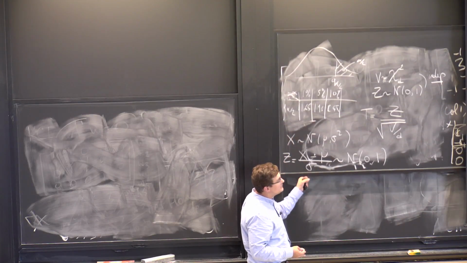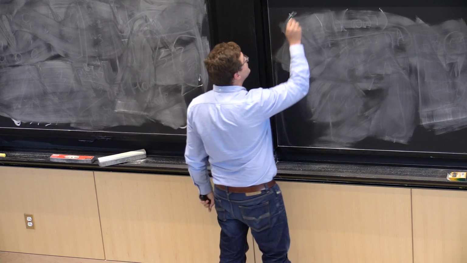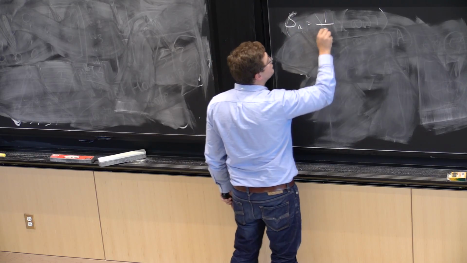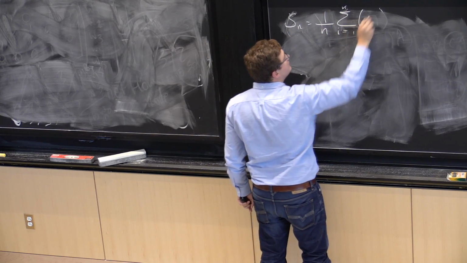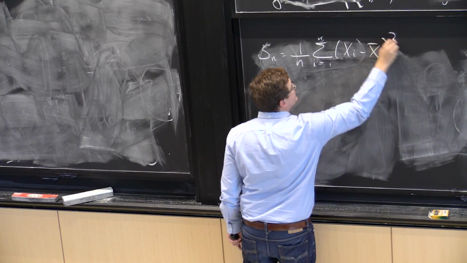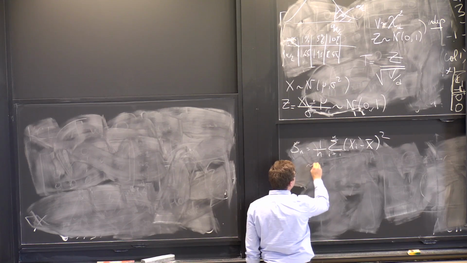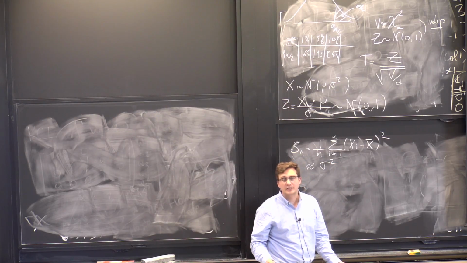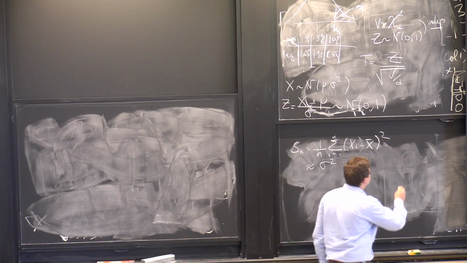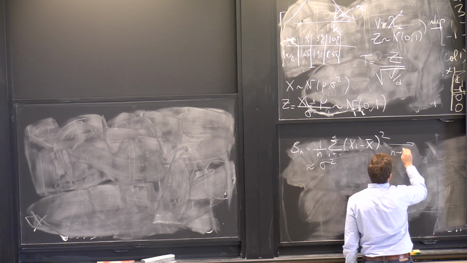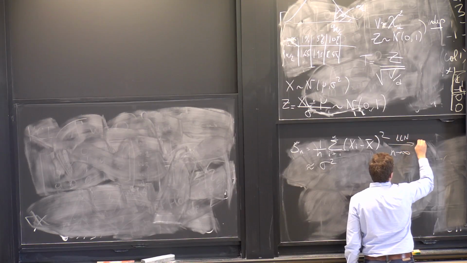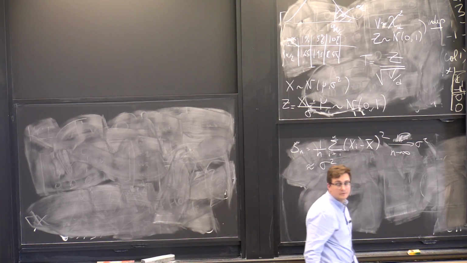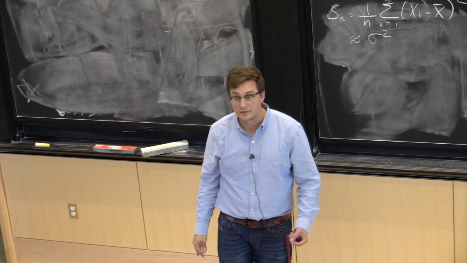But from data, we know that we can form this estimator Sn, which is 1 over n, sum from i equal 1 to n of (Xi minus X bar) squared. And this thing is approximately equal to sigma squared. That's the sample variance, and it's actually a good estimator. Okay? Just by the law of large numbers, actually. This thing, by the law of large numbers, as n goes to infinity, well, let's say in probability, it goes to sigma squared. Okay, so it's a consistent estimator of sigma squared.